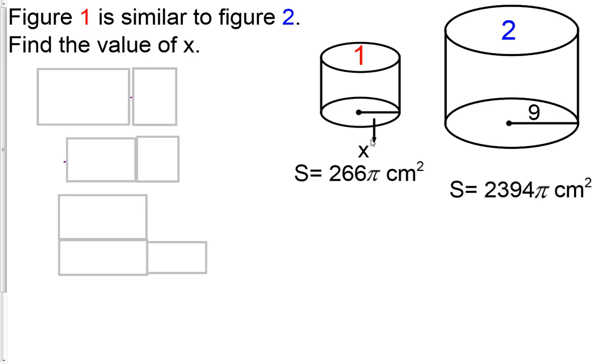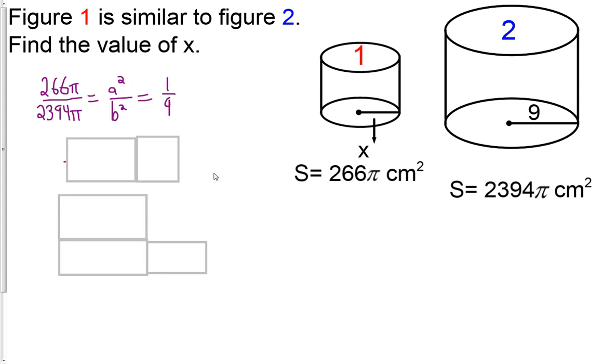And we have, similarly, we've got the radius of 1 is x and the radius of 2 is 9. Surface area is 266 pi versus the surface area over here is 2,394 pi. Using our ratios, 266 pi over 2,394 pi, this is going to simplify to 1/9. Square rooting 1/9 gives us 1/3. Right, because we have squared because they give us surface area. So that's why these are squared.